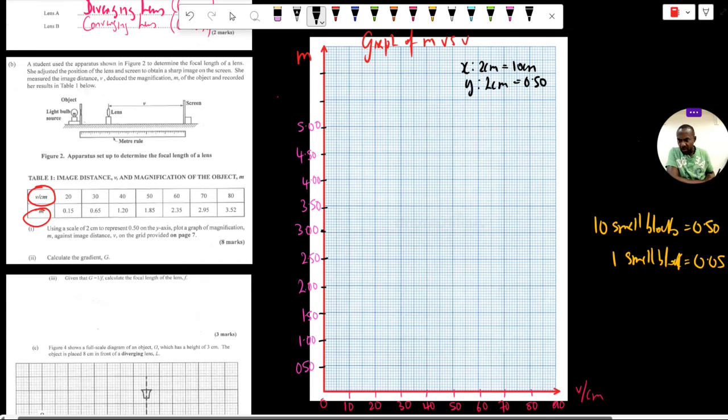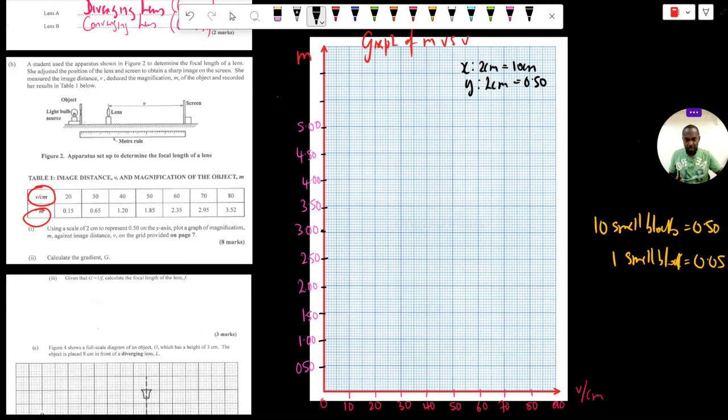So when v equals 20, then m is equal to 0.15. So that means if one small block is 0.05, then we need 3 small blocks. And so we're going to start at 20, and go, let me see now, all right, so 20, this looks like 1, 2, 3, right here. Then we have 30, 0.65. So 30, this is the 0.5, 0.55, 0.6, 0.65 right here.